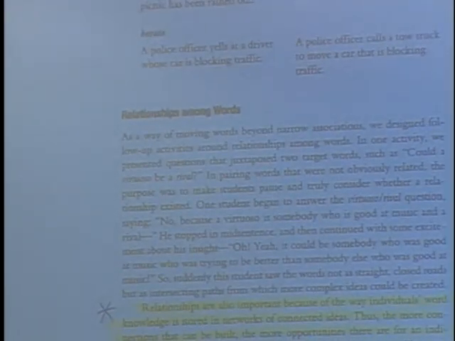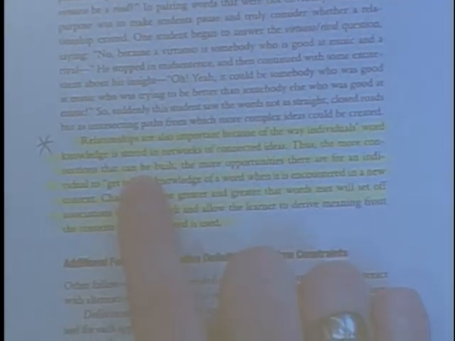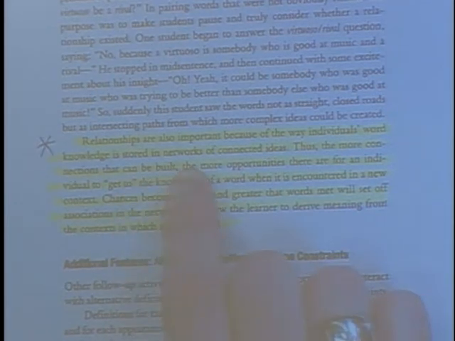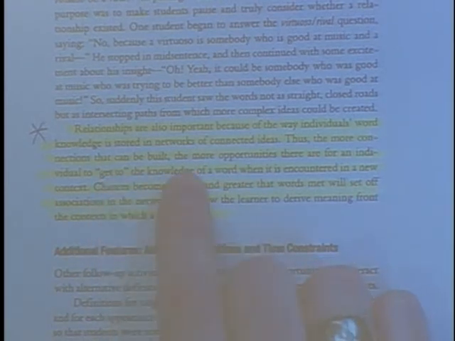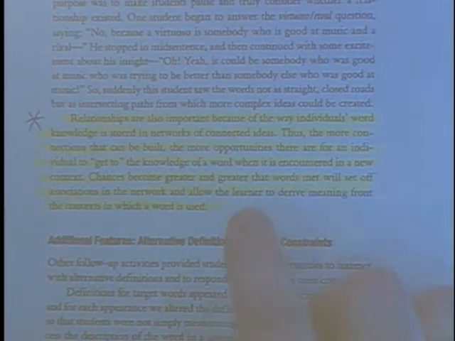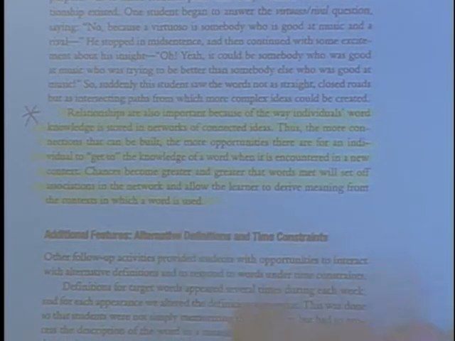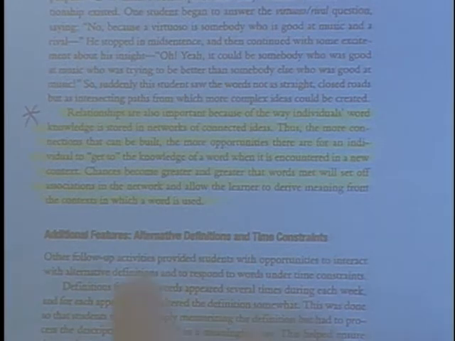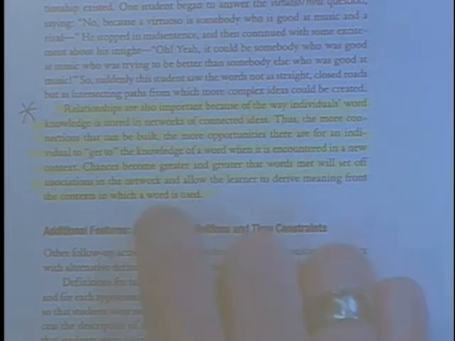So on page 85 of Bringing Words to Life, Isabel Beck and her colleagues say, relationships are also important because of the way individuals' word knowledge is stored in networks of connected ideas. Thus, the more connections that can be built, the more opportunities there are for an individual to get to the knowledge of a word when it is encountered in a new context. Chances become greater and greater that the words met will set off associations in the network and allow the learner to derive meaning from the context in which the word is used.